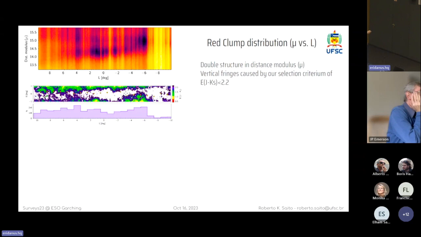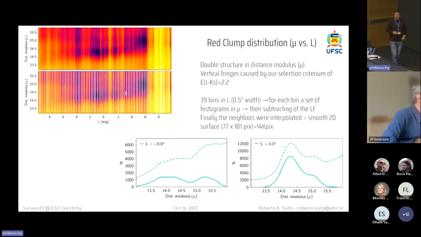So here, where the area is larger, there are more stars. Here, because the extinction is higher, there is a small number of stars, so these fringes are actually artifacts. But you can see there are at least two structures, this one here and that one farther. Okay, so we started the cooking.